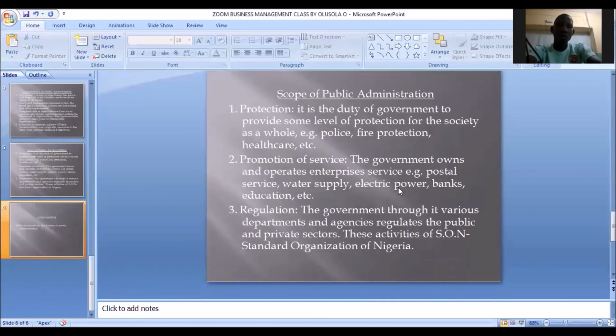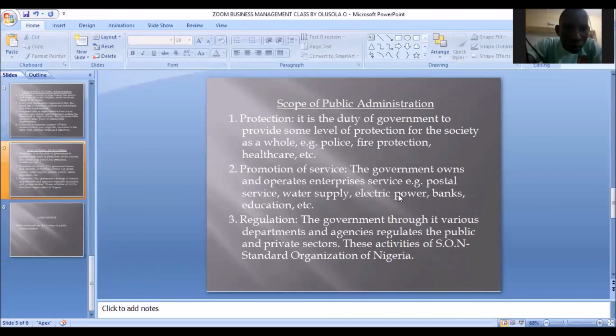So let us quickly look at the scope of public administration. When we talk about scope, we mean the length that public administration covers. Yes, that is the space, or how wide or how big or small public administration is. So one of the scope of public administration is protection. The essence of public administration is to protect the lives and property of every member of that country.